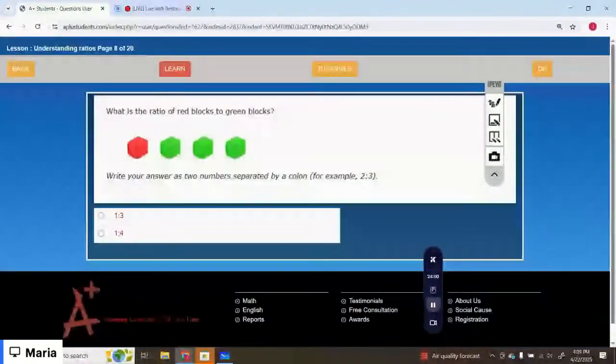Red blocks to green blocks. We have only red blocks to green, that is 1:3. Okay, you can read the lesson by yourself. Let me just move on to the next.